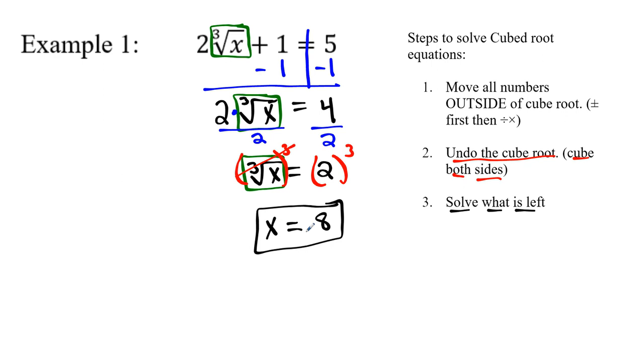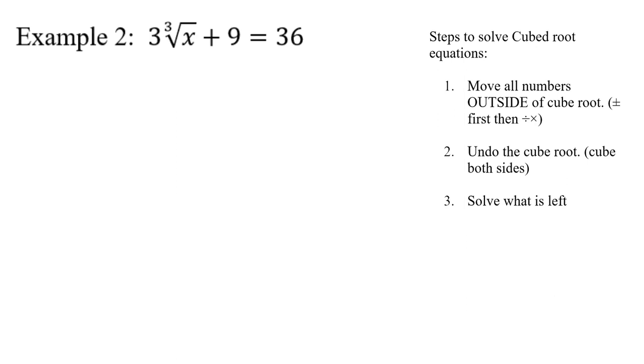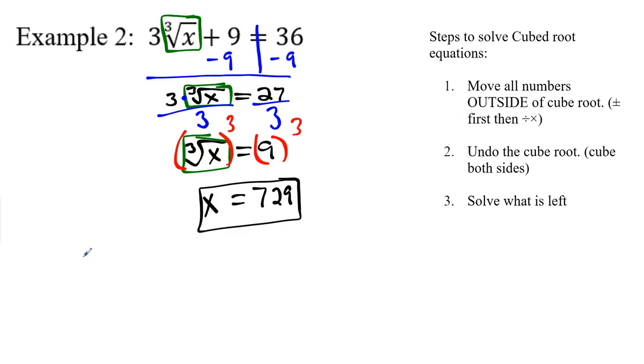There you go. Next example, number 2. 3 times the cube root of x plus 9 equals 36. So I'm going to go ahead and have you try this one out since it's just like example 1. So go ahead and pause this video and try this out now. Pause.